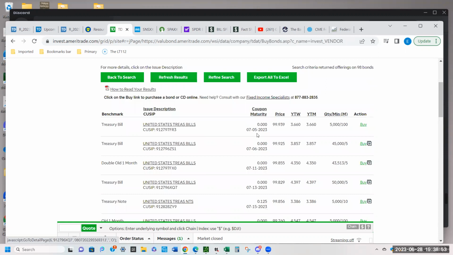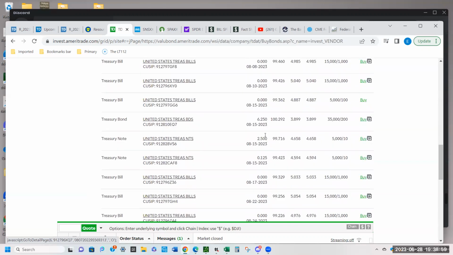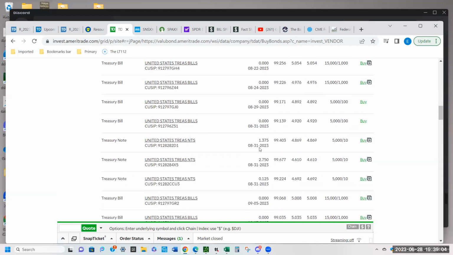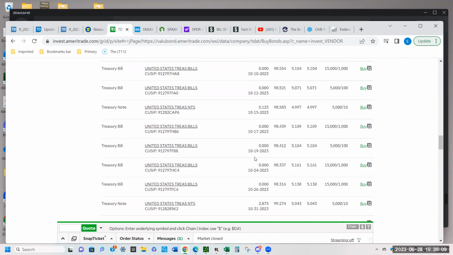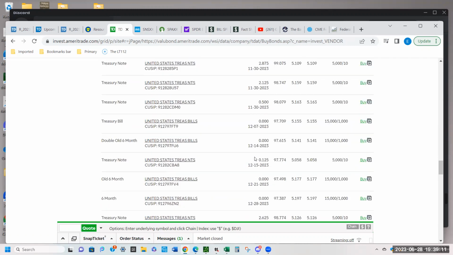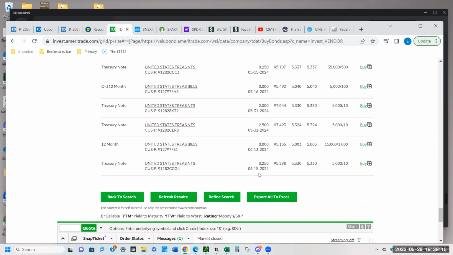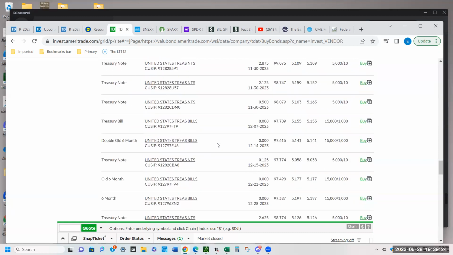So this T-bill actually matures in a week. So you could buy that if you wanted to. And then it goes out 1 month, 2 month, yada, yada, yada. Goes out 3 months, 4, 5. There's a lot of stuff here. And then I selected up to 1 year. So it goes out basically to 1 year. So what it's showing me is all treasury securities that they have in inventory that mature in the next year.